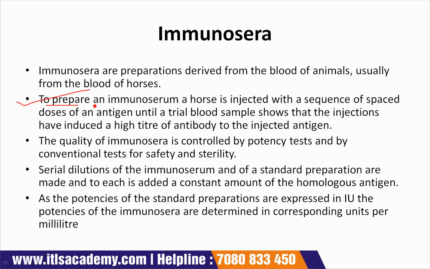To prepare an immunoserum, a horse is injected with a sequence of spaced doses of an antigen until a trial blood sample shows that the injections have induced a high titer of antibody to the injected antigen. A large volume of blood is then removed by venipuncture and collected into a vessel containing sufficient citrate solution to prevent clotting.